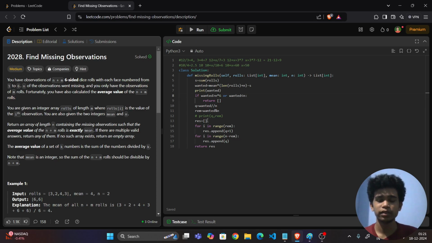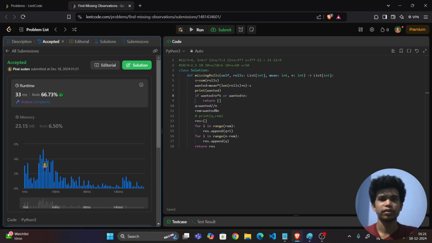Fine. Now result is equal to an empty list. For i in range of the remaining, result dot append q plus 1. So for the remaining times I want to append q plus 1, and for the n minus remaining times I want to add just q. In that example, I gave 26 divided by 5, right? At that time, I added 5, 5, 5, 5, and then at last 6. That's what I am doing here also. I'm just returning the result. Let me submit it. Yes, it is submitted successfully. Thank you.